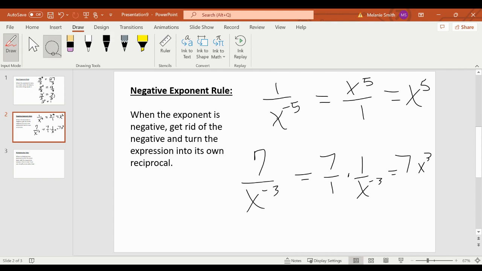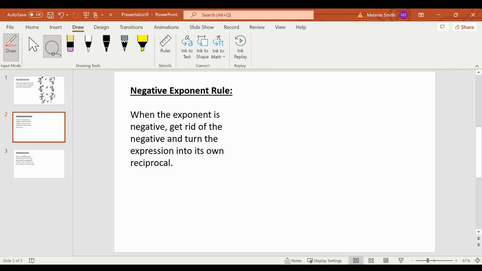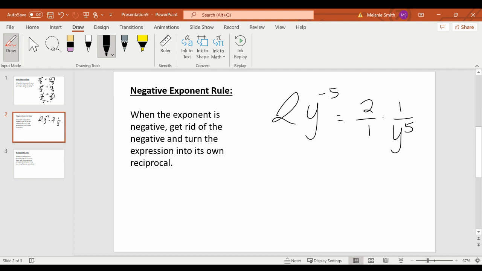So let's look at one more example of this before we move on to something else. What if we had 2y to the negative 5th power? Notice the negative 5th power only applies to the y. So essentially I have 2 over 1 times, now I'm going to switch this to 1 over y to the 5th power, and that just becomes 2 over y to the 5th power.